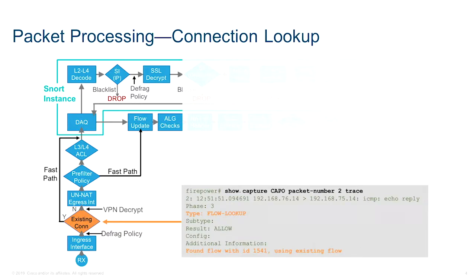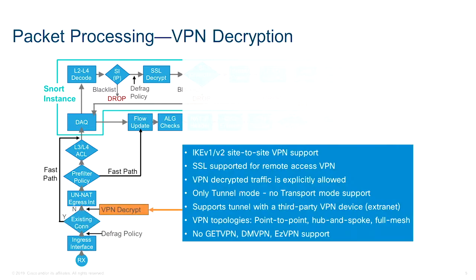Then we check, is this packet going to be part of an existing session, any kinds of existing connections? And we can view that with the show capture command on the Firepower interface. Then after the existing connection check is complete, we look to any policies or any settings for decrypting the VPN.